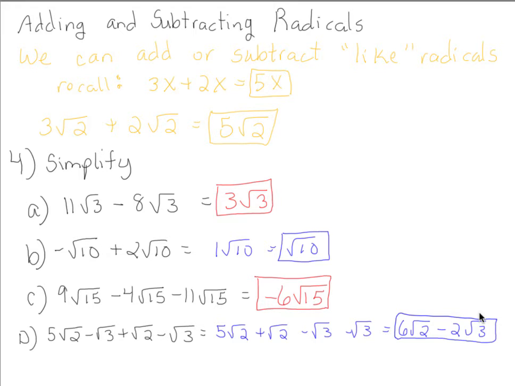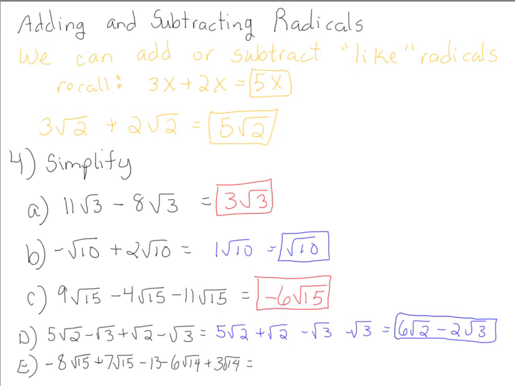Okay, we have one more example. I'm going to try to fit it in here at the very bottom. Let's see if it'll fit. So E is going to be negative 8 minus the square root of 15 plus 7 the square root of 15 minus 13 minus 6 the square root of 14 plus 3 the square root of 14.